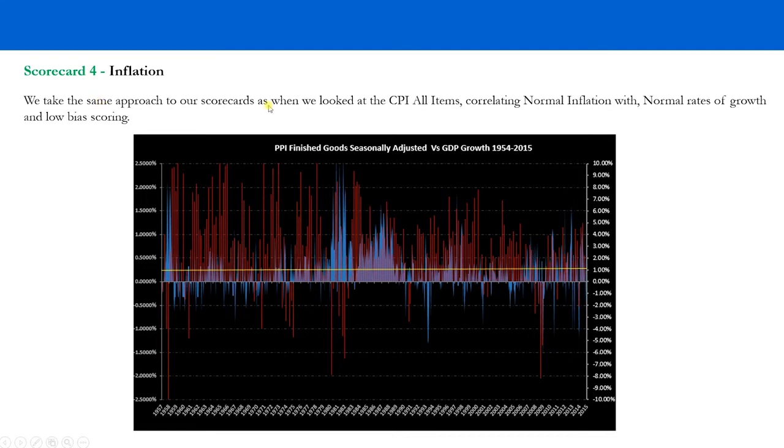Well, we're taking the same approach to our scorecards as when we looked at the CPI, all items, and we're correlating normal inflation with normal rates of growth. And those normal situations are going to get a low bias scoring in terms of numbers. And as we pointed out in the spreadsheet earlier, we have our line of best fit, which is the long-term mean average of monthly PPI percentage changes. And all of these percentage changes are associated across the chart with varying levels of real GDP growth.